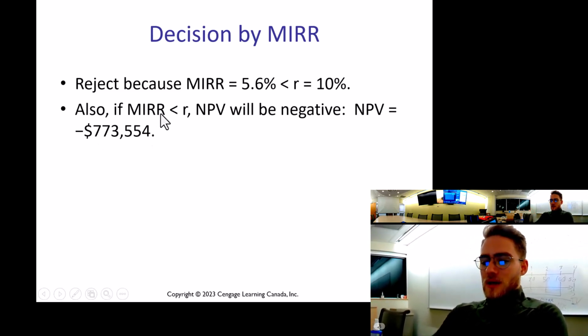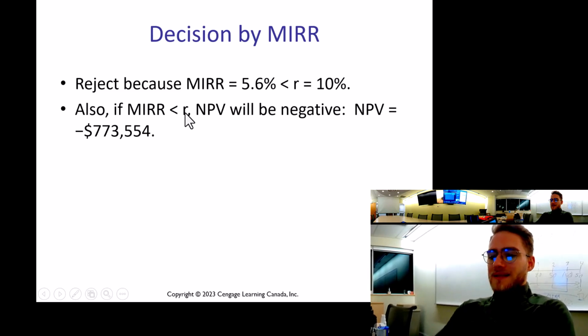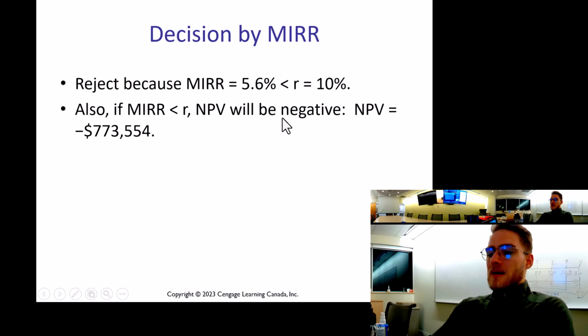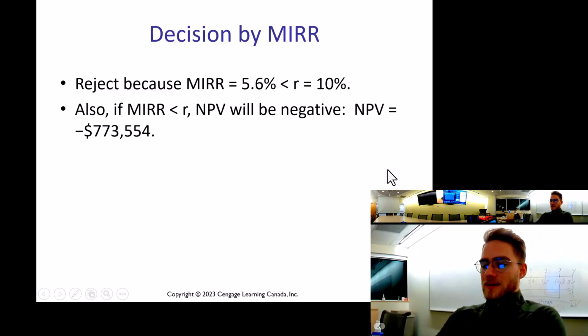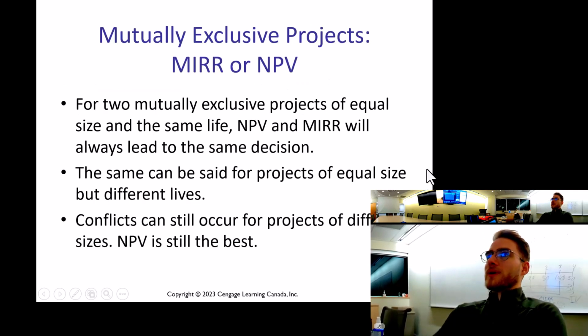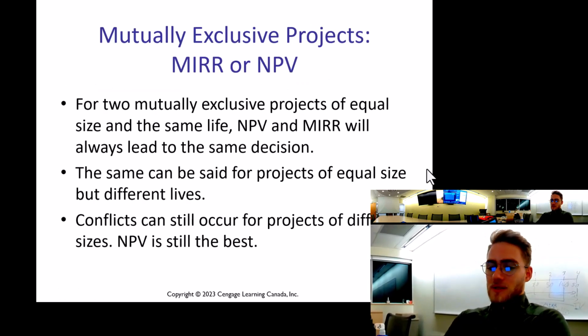In this case, my MIRR was less than 10%, right? I believe it was like 5.6%. And my NPV was negative, right? So therefore, it's very clear we do not pick this project. It's worth negative dollars today. I'll lose money on this project if I accept it, really.